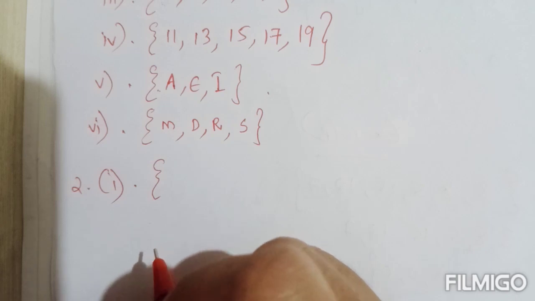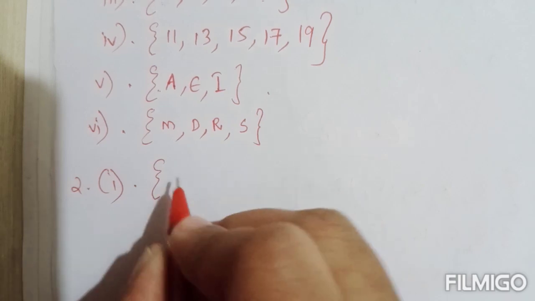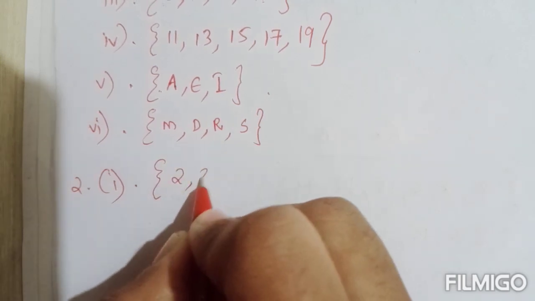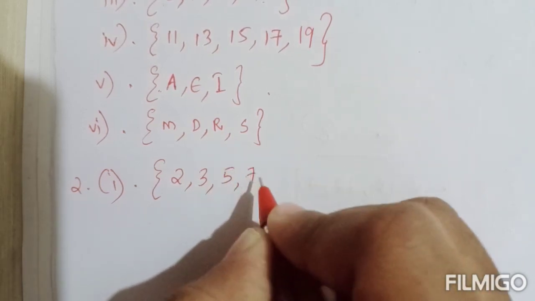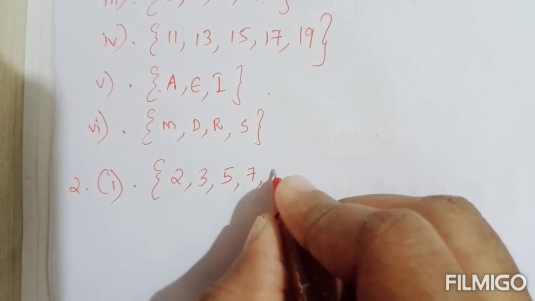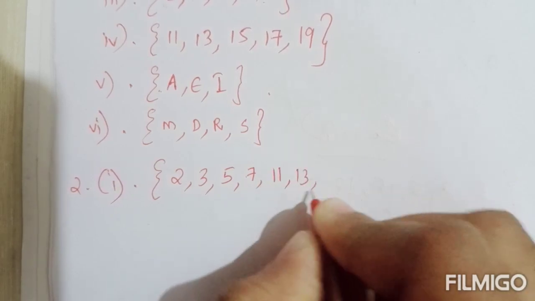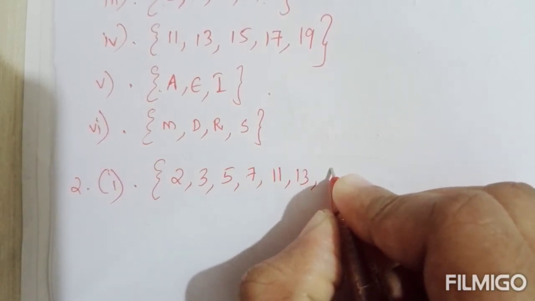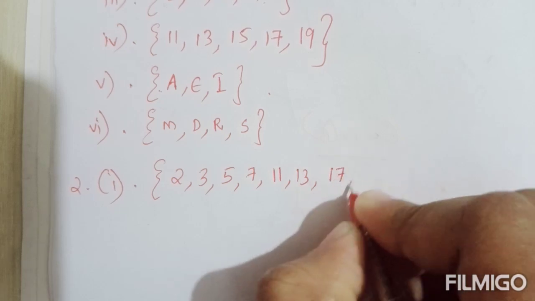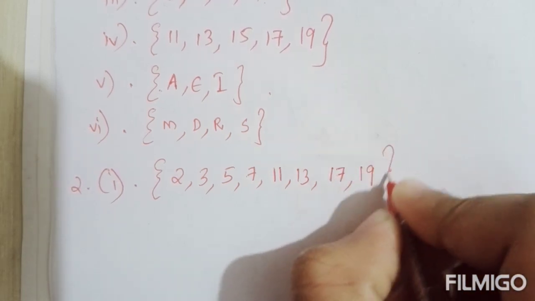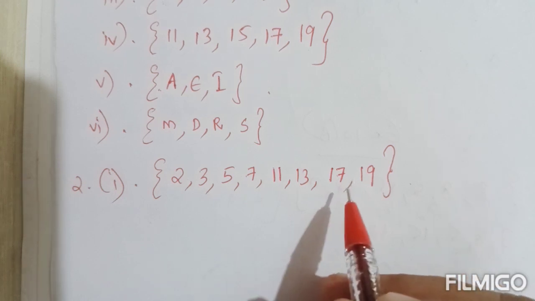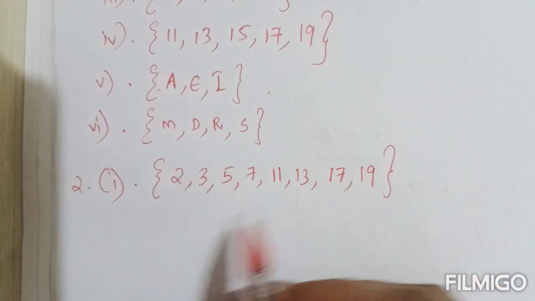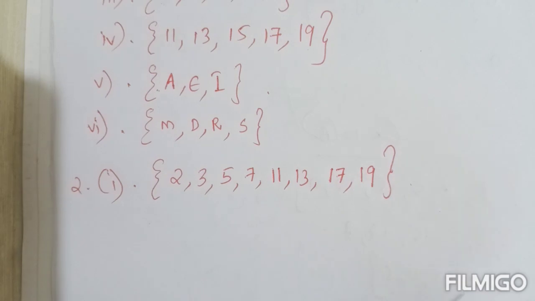by commas. So after 1, 2 is a prime number, then 3, then 5, 7, 9, 10, 11, then 13, 14, 15, 16, 17, 18, 19. So these are the prime numbers between 1 and 20. You can write like this. This is roster form. Okay.